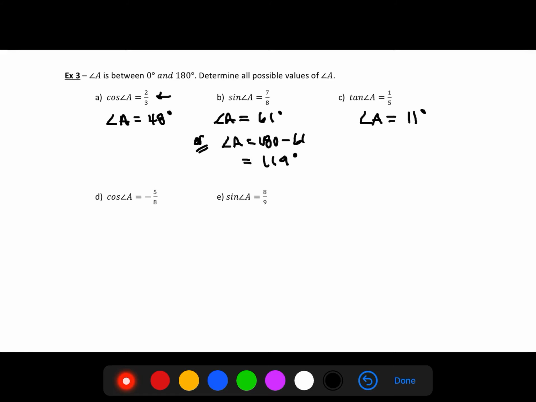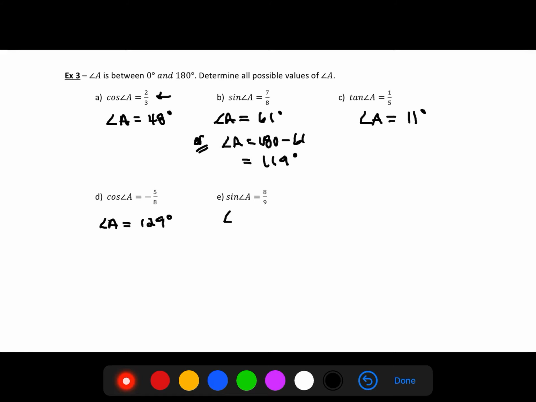For part D, cos of angle A is negative 5 over 8. So we know automatically negative cosine means it's going to be an obtuse angle. And when we put this into our calculator, inverse cos, bracket negative 5 divided by 8 equals, we do in fact, rounding to the nearest degree, get an obtuse angle of 129 degrees.